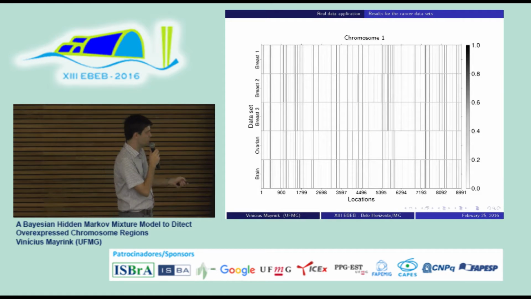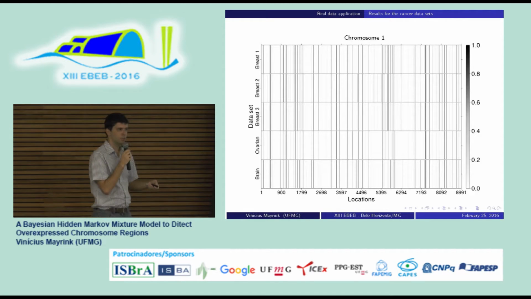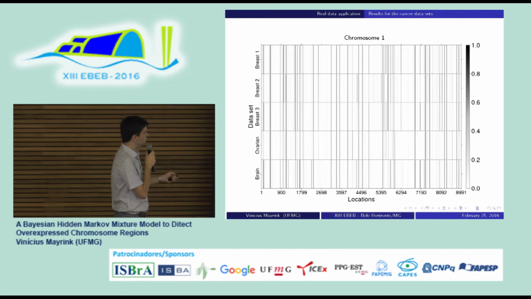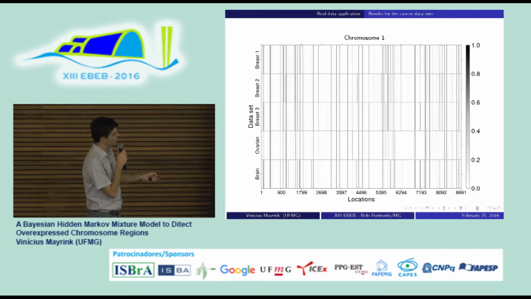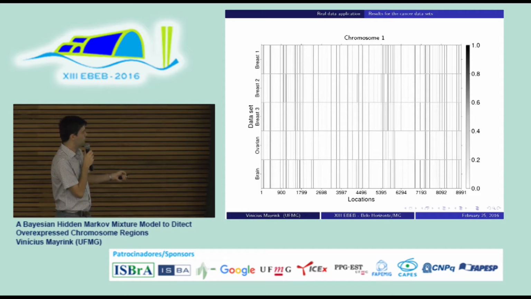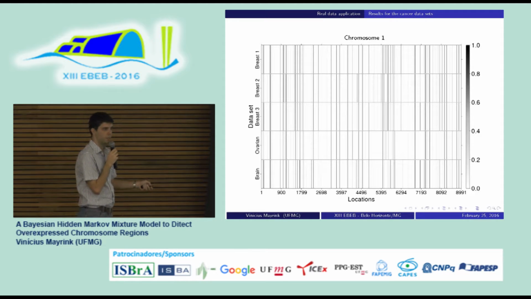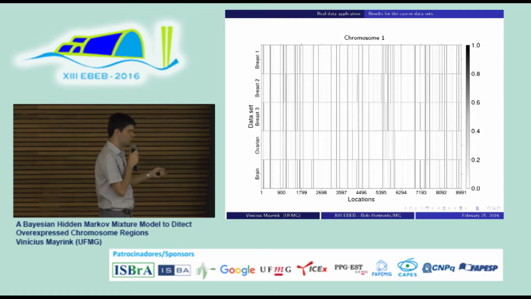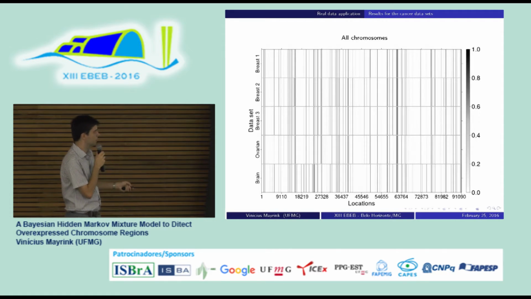Well, this is just an image plot indicating each data set, and you see these lines here in black, the probability of being an overexpressed region, an overexpressed location. So you see here which locations have this overexpressed status, and you see the coherent pattern across this matrix, which is an interesting result, especially when you compare breast cancer data sets with other types of cancers like ovarian and brain. You have some similarity between them, which is observed also in that table with those intersections.